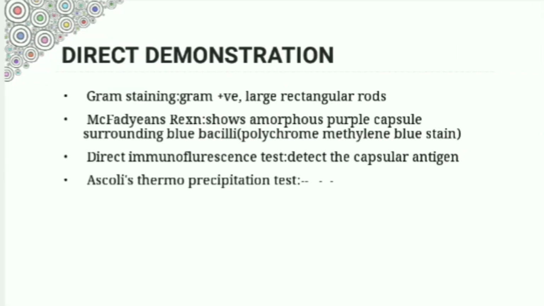Direct demonstration: these bacteria take the purple color on gram staining, so they are gram positive and arranged in rectangular rows. And Macfadyen's reaction shows the amorphous purple capsule. This method is used for the demonstration of capsule. The amorphous purple color indicates and confirms the capsule.